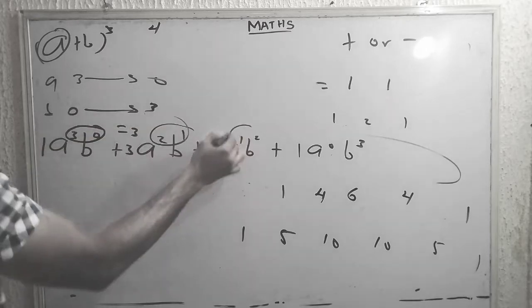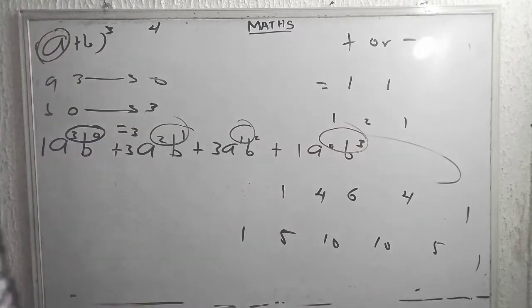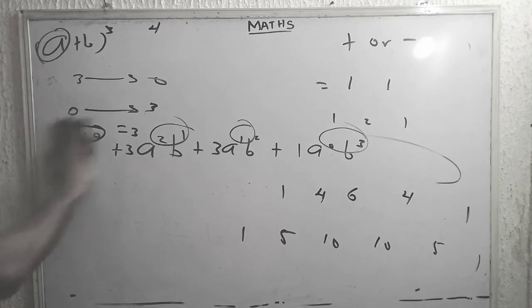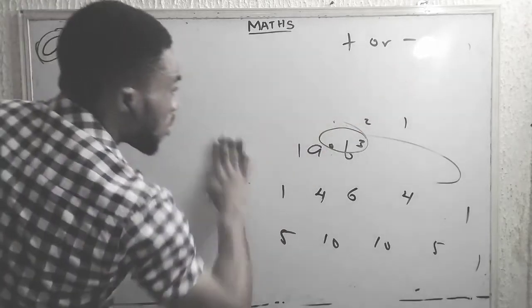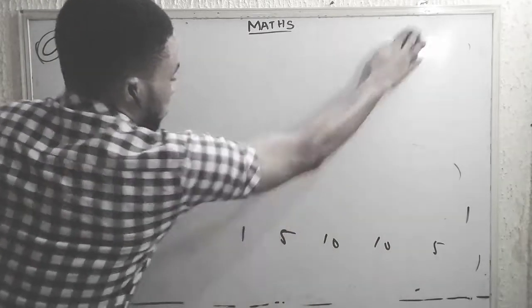Addition of this is 3, addition of this is 3, addition of this is 3. So that is how to use that Pascal triangle, which I will subsequently use again to illustrate something. Now let's look at the combination method, which is a more useful instrument to use here.